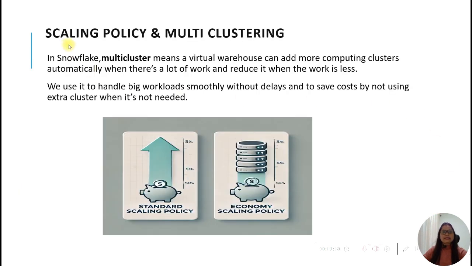The next is scaling policy and multi-clustering. So in Snowflake, multi-cluster means a virtual warehouse can add more computing clusters automatically when there is a lot of work and reduce them when work is less. We use it to handle big workloads smoothly without delay and to save cost by not using extra clusters when they are not needed. There are two types, standard scaling policy and economy scaling policy. By default, the policy is standard scaling policy.